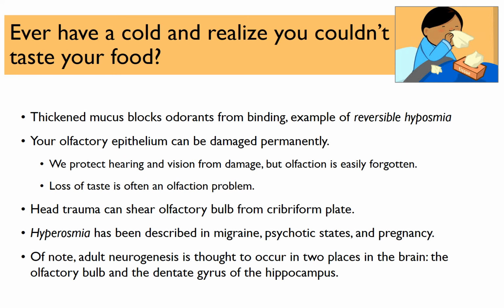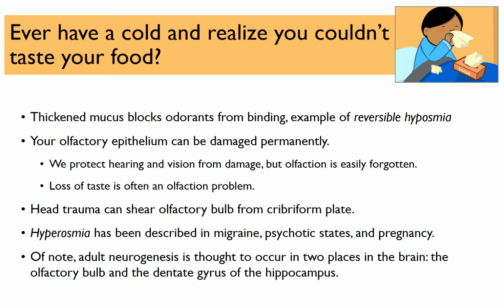Now, when it comes to anosmia, or reversible hyposmia, the most common cause is having a cold. Essentially, having very thickened mucus will block the odorants, or the chemical compounds that would bind to an odorant receptor, from getting access to the receptor. And so therefore you have a decreased sense of smell. And this is an example of reversible hyposmia.